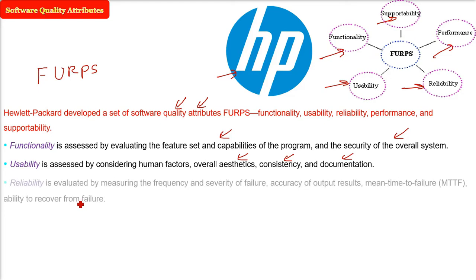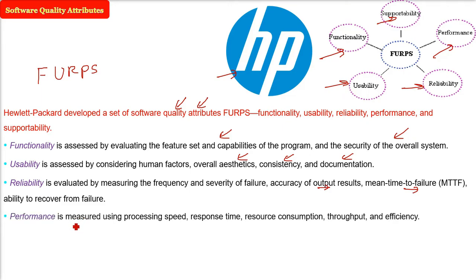Reliability is evaluated by measuring what? The failure. How many times the failure is happening, the frequency of failure, how severe the failure is, how much you can rely upon the result, the accuracy of the output result. What is the mean time to failure? What is the mean time between failures? What is the ability to recover from failure? Performance is the processing speed, response time, how much resource this system is consuming, how much throughput we have, and what the efficiency of the software is as we use it on some system or computer. All these come under performance.